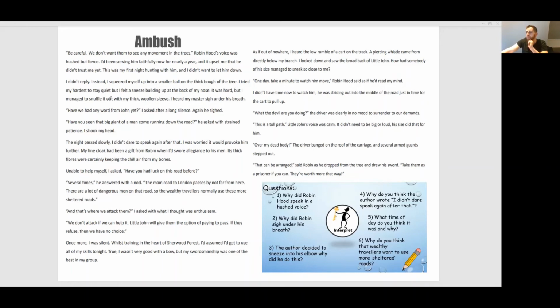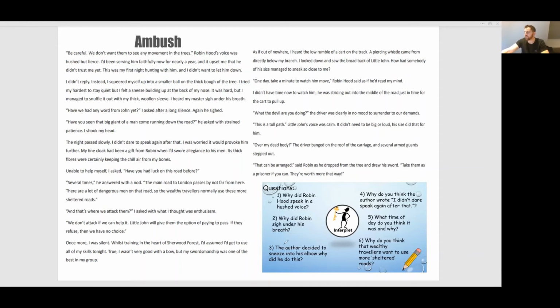It was hard, but I managed to snuffle it. I heard my master sigh under his breath. So we can see that the author has sneezed. They're trying to be really, really quiet and speaking quietly, and the author has sneezed into his cloak. Obviously Robin Hood isn't very amused by that because he could ruin the plan. So he sighed because I think he's getting a little bit annoyed, a little bit frustrated by the author, the person who wrote this.